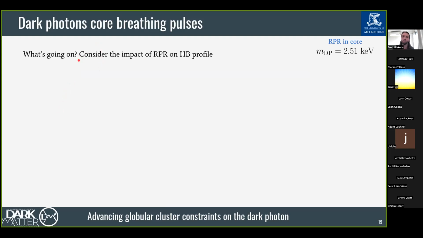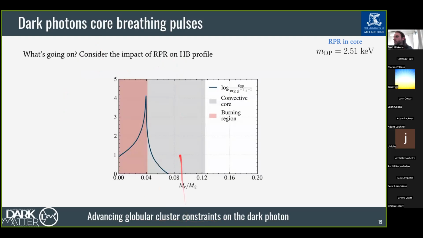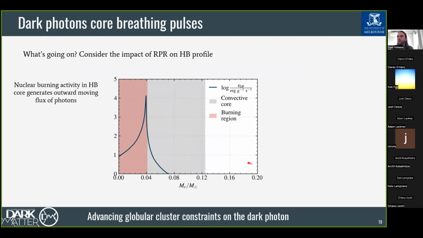And to do this, we can consider the impact of the resonant production region on a horizontal branch profile. Okay, so such a profile is shown here. Again, the burning region is in red, the convective core is in gray. And I should say that the total dark photon energy loss is shown in blue. Again, it's the log and it's normalized to 1 erg per gram per second. So what's going on here is that nuclear burning activity in the horizontal branch core is generating an outward moving flux of photons, basically. And we can quantify this as a luminosity.